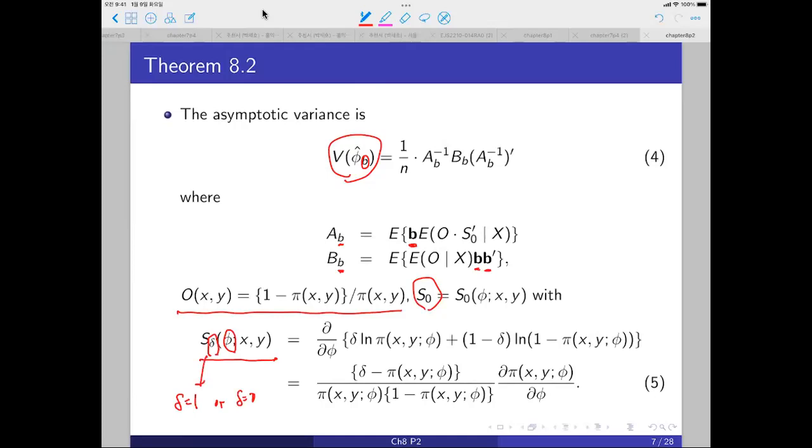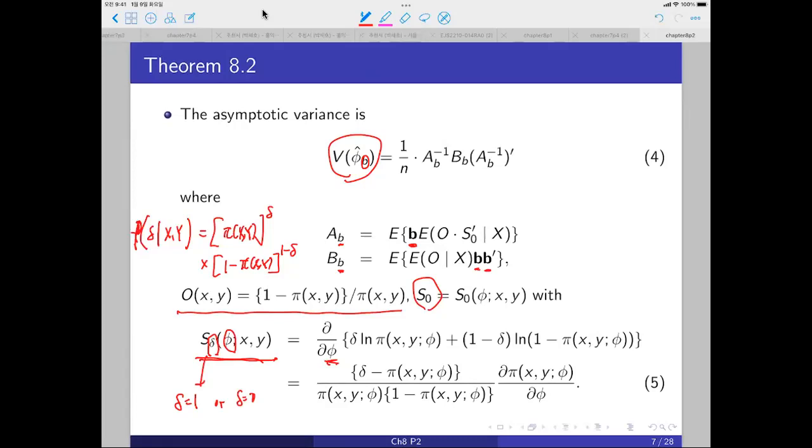And then what is S_delta? S_delta is essentially the score function corresponding to phi, right? So this is basically the log of the density function. The density p(delta given x and y) is Bernoulli. So you have pi(x,y) to the delta times 1 minus pi(x,y) to the 1 minus delta, right? From that, you take the log, and then take the partial derivative with respect to phi, right?